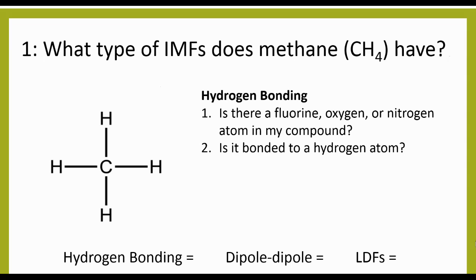Okay, so let's go ahead and work through some examples. What type of intermolecular forces does methane, CH4, have? We first want to think about hydrogen bonding. Is there a fluorine, oxygen, or nitrogen atom in my compound? I have carbon and hydrogen, so the answer is no. Because I've already said no once, I don't even need to go on to question 2. I know this one does not have hydrogen bonding.